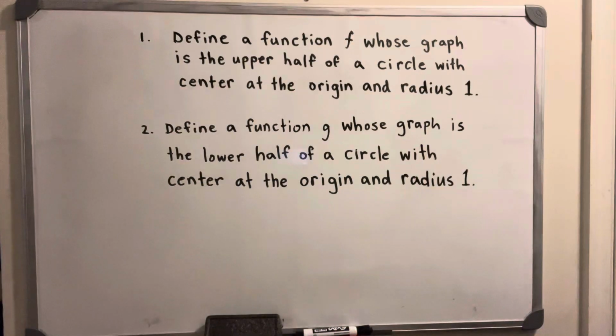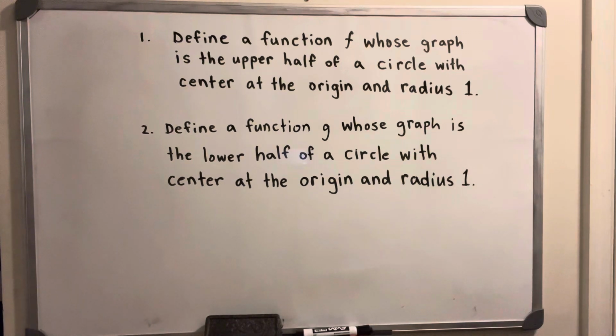This is a two-part problem. Part 1 says, define a function f whose graph is the upper half of a circle with center at the origin and radius 1. And part 2 is define the function g whose graph is the lower half of a circle with center at the origin and radius 1.